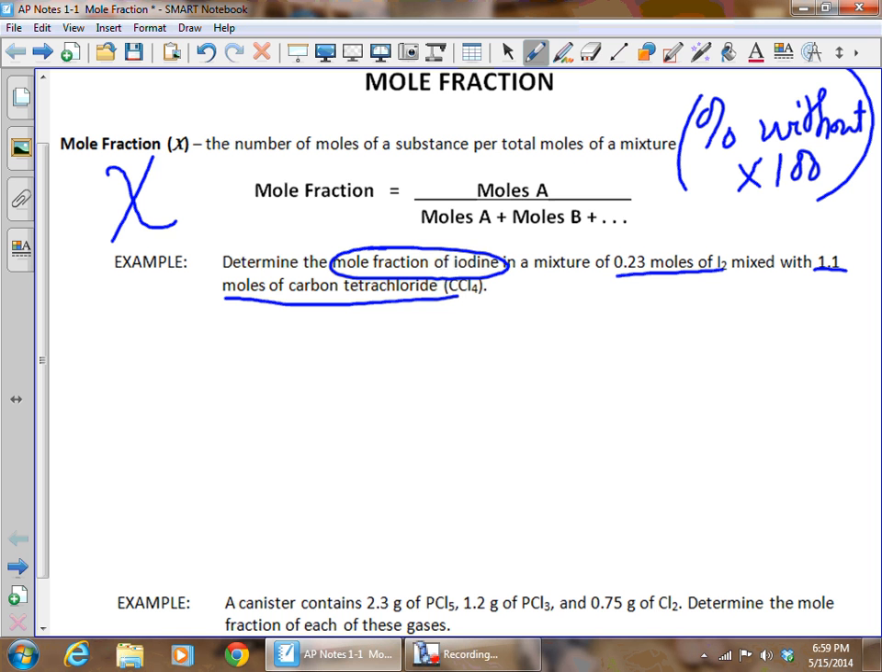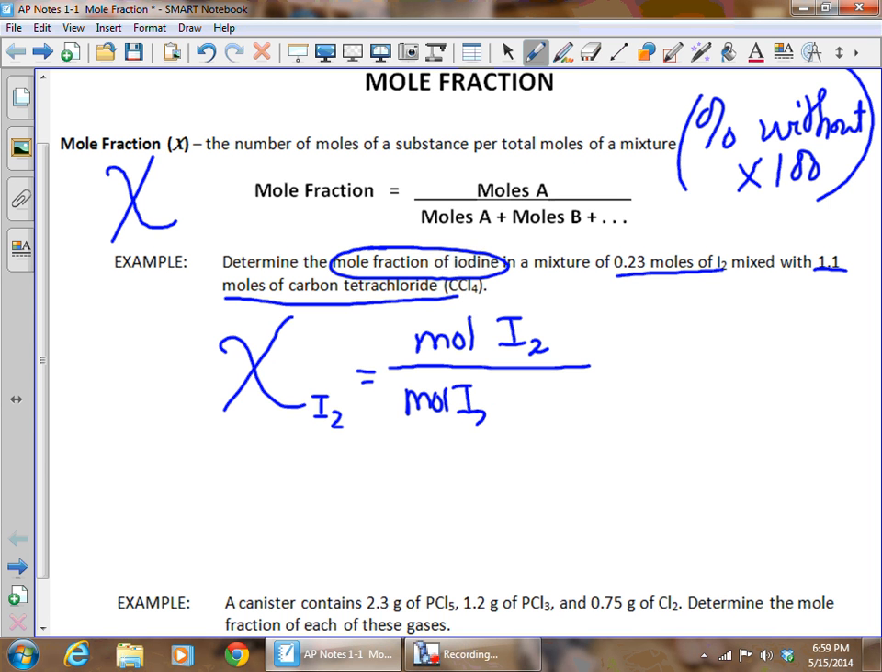So let's look at our equation. We're trying to find mole fraction of iodine. Remember, iodine's diatomic. Won't really matter in this particular problem, but we just want to remind ourselves of some of those pre-AP things. So iodine mole fraction is going to be equal to the moles of iodine divided by the moles of iodine again and carbon tetrachloride. So we've got partial over total without the times 100, so let's plug those values in.